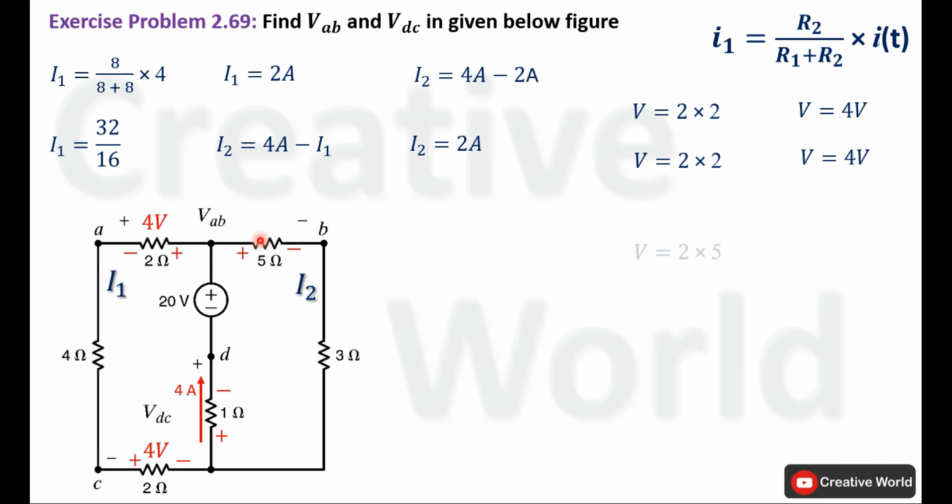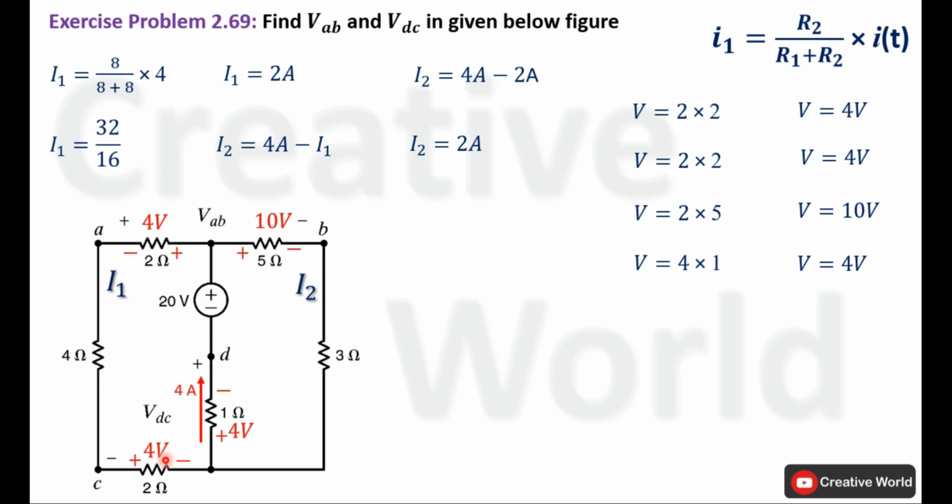Now the voltage across this 5 ohm resistance will be calculated. The current through this 5 ohm resistance is 2 ampere and the value of resistance is 5 ohm. So the voltage across this 5 ohm resistance will be 10 volt. The last one is the voltage across this 1 ohm resistance. The current through this 1 ohm resistance is 4 ampere and the value of resistance is 1 ohm. So the voltage across this 1 ohm resistance will be 4 volt. We have calculated voltage across these resistive elements.